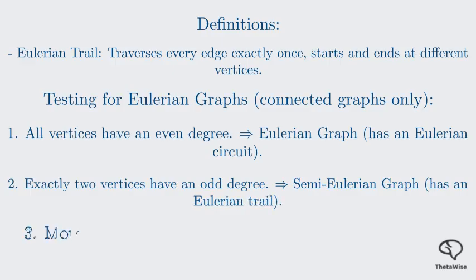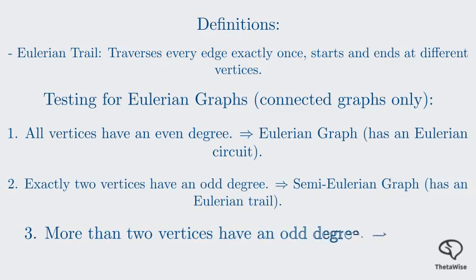Third, if a connected graph has more than 2 odd-degree vertices, then it is neither Eulerian nor semi-Eulerian. No Eulerian trail or circuit can exist in this graph. The Königsberg bridge graph was an example of this. Let's work through an example to see how to apply these rules.